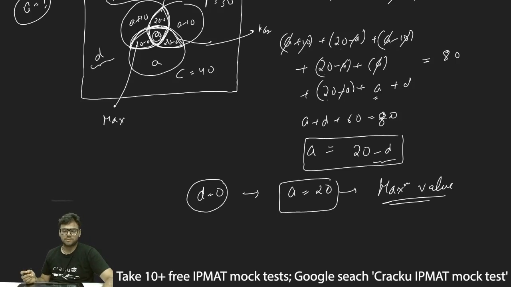D can never be a negative number because it is the number of students. Now if D is equal to 1, then A will become 19, D is equal to 2, A will become 18, D is equal to 10, A will become 10. So ultimately the maximum value of A will be 20 only when D is equal to 0.